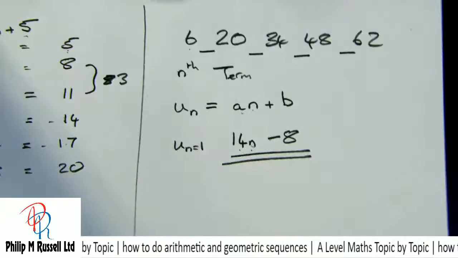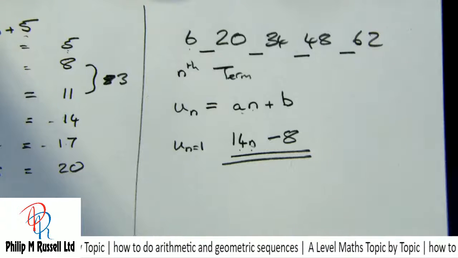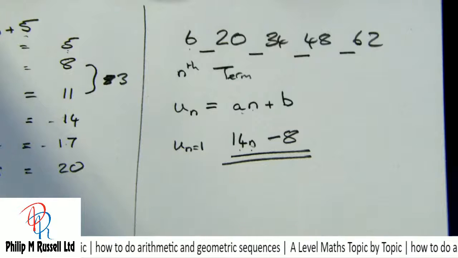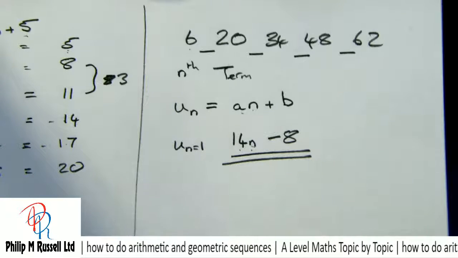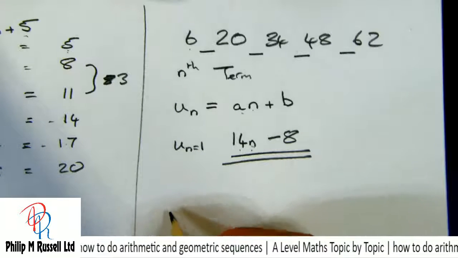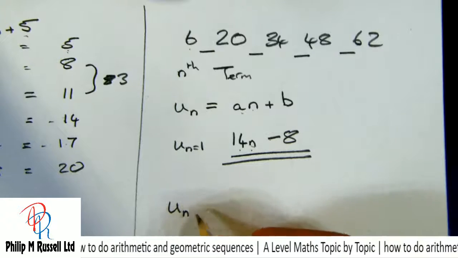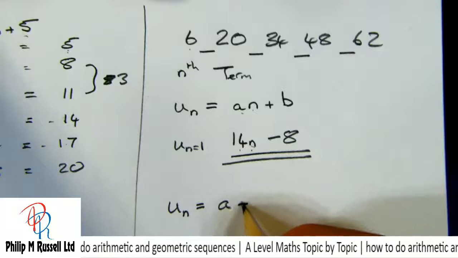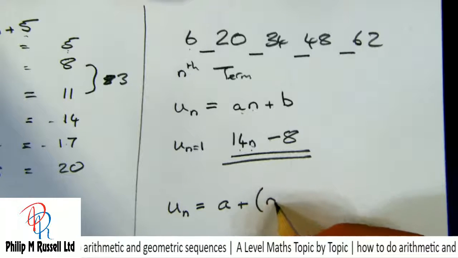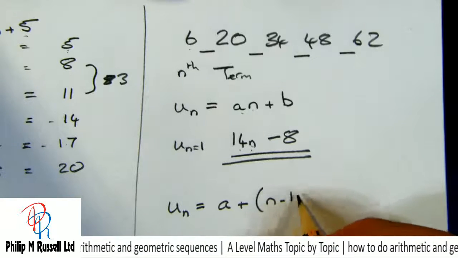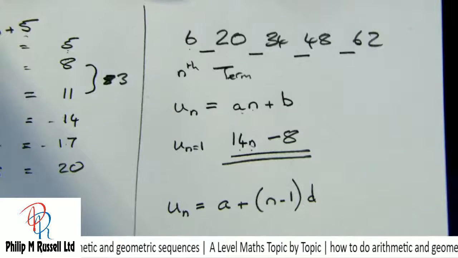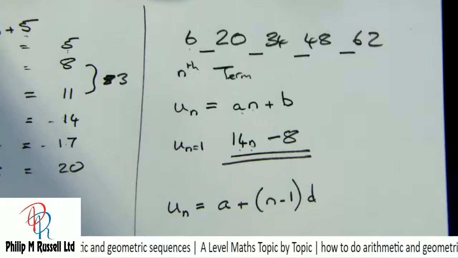Now what we can do is get an idea of a formula for this, and that's going to say that the nth number here is going to be a plus my number minus 1 times the difference, the common difference.